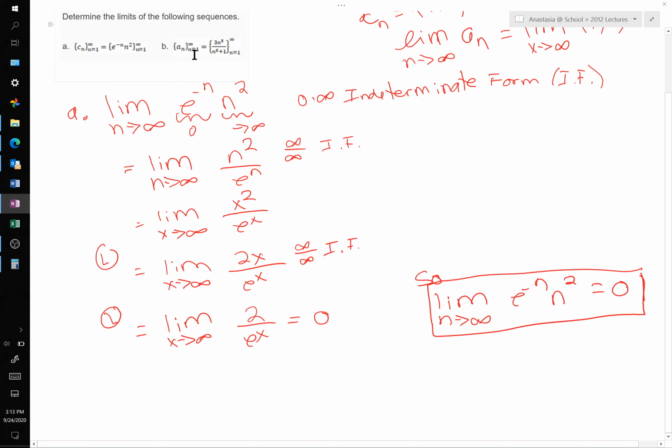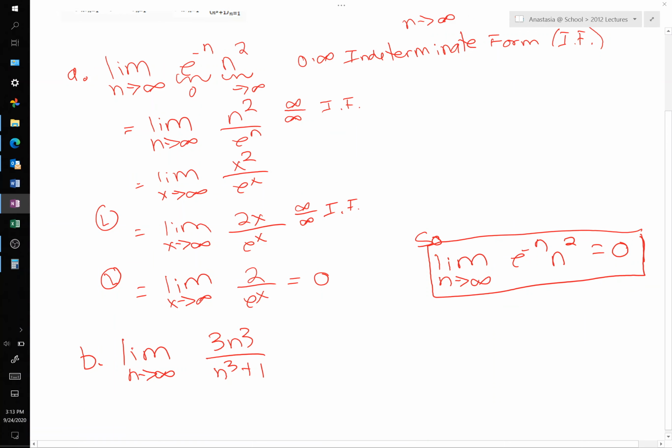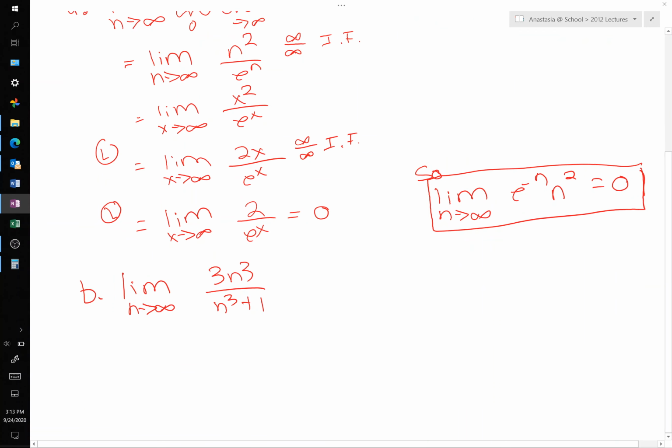The terms, as you increase your index, your terms are getting smaller and smaller until they approach 0. For part B, we will look at the limit as n approaches infinity of 3n cubed over n cubed plus 1. As n goes to infinity, the numerator goes to infinity, the denominator goes to infinity. This is a form that you would normally apply L'Hopital's rule for.